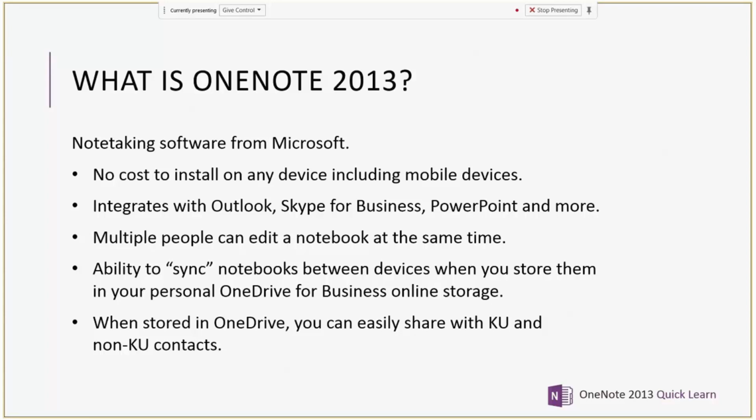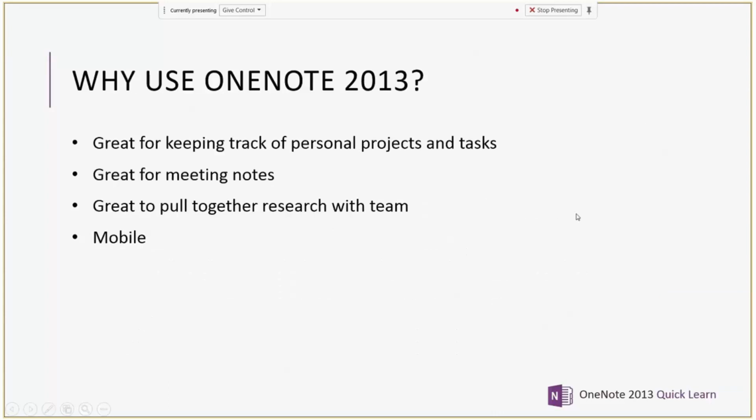So when you store your notebook in OneDrive for Business, as opposed to your local machine or a shared drive for your department, it allows for your notebooks to be easily updated and synced between devices, and also for you to share. So that's the next bullet. You can share really easily with both KU and non-KU contacts.